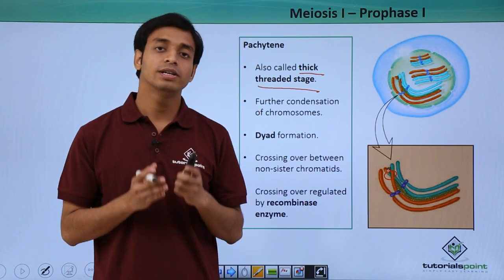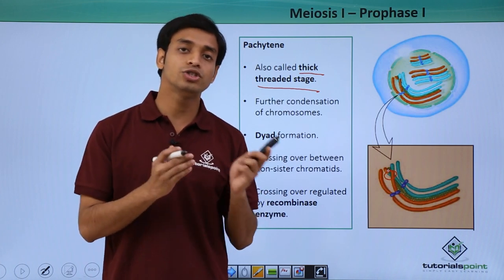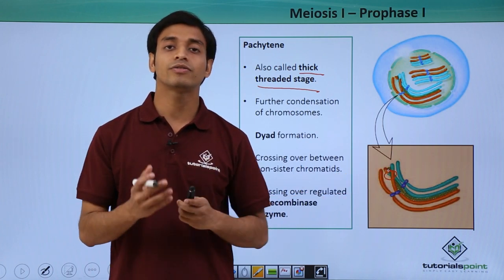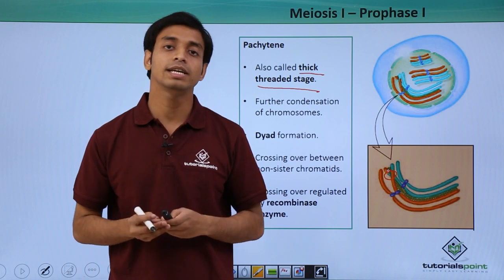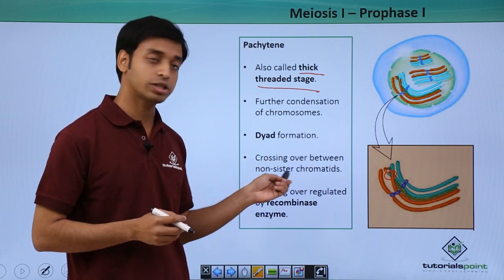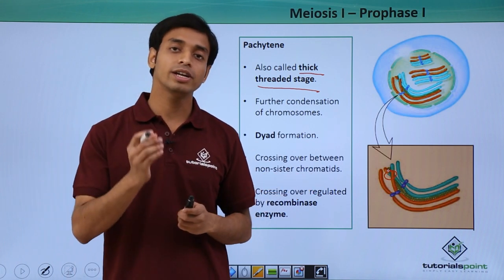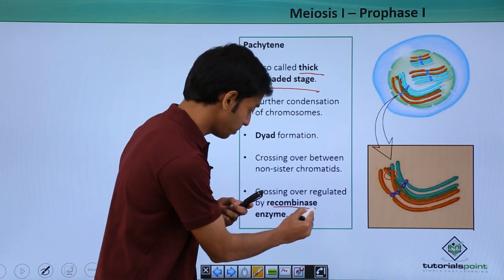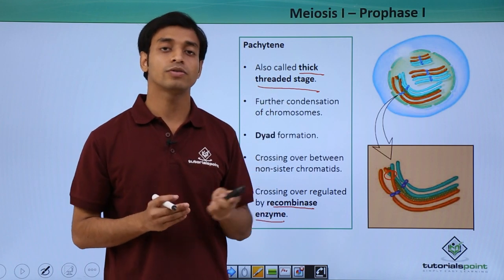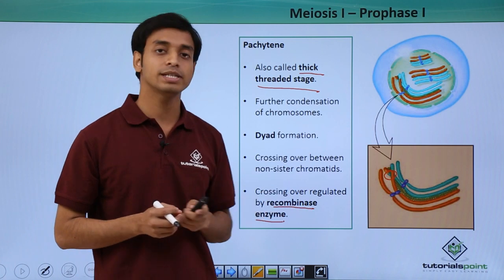Due to this crossing over, there is an exchange of genetic material, or recombination between genes, of these two non-sister chromatids. This results in the variation of characteristics that we usually see in sexually reproducing organisms. This crossing over between the non-sister chromatids is regulated by a very important enzyme known as recombinase. So the pachytene stage is important because of the process of crossing over, or recombination of genes, happening with the help of the recombinase enzyme.